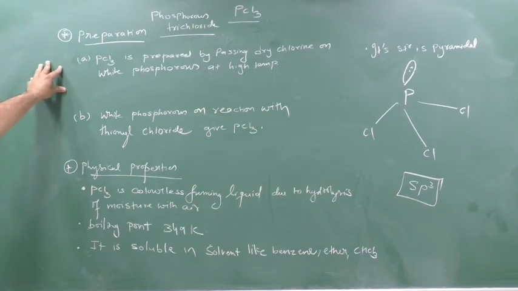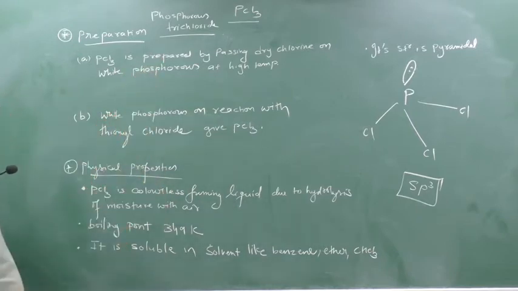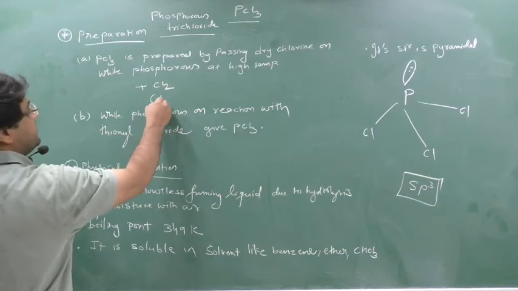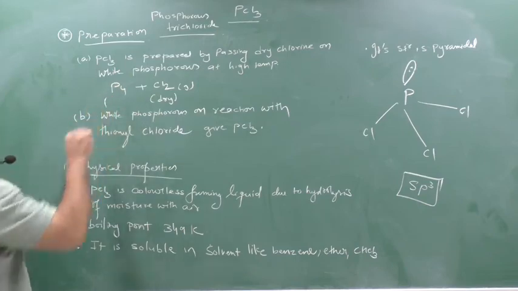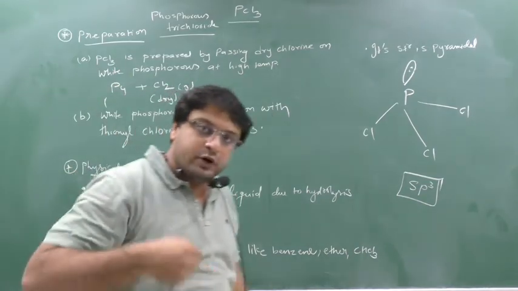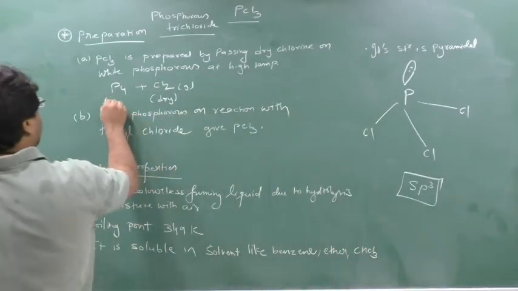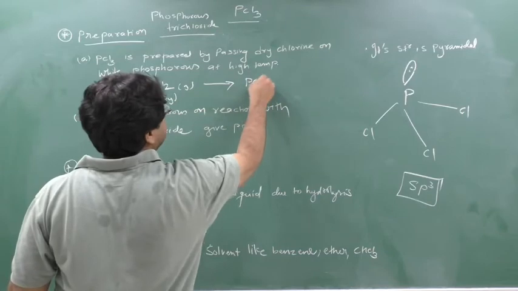The first preparation is that PCl3 is prepared by passing dry chlorine over white phosphorus at very high temperature. So you have to take chlorine gas, but this chlorine gas should be dry, not moist, and P4. I told you that whichever phosphorus we take, we have to specify it. Here the specification is white phosphorus. Clear? So I will get PCl3 here.